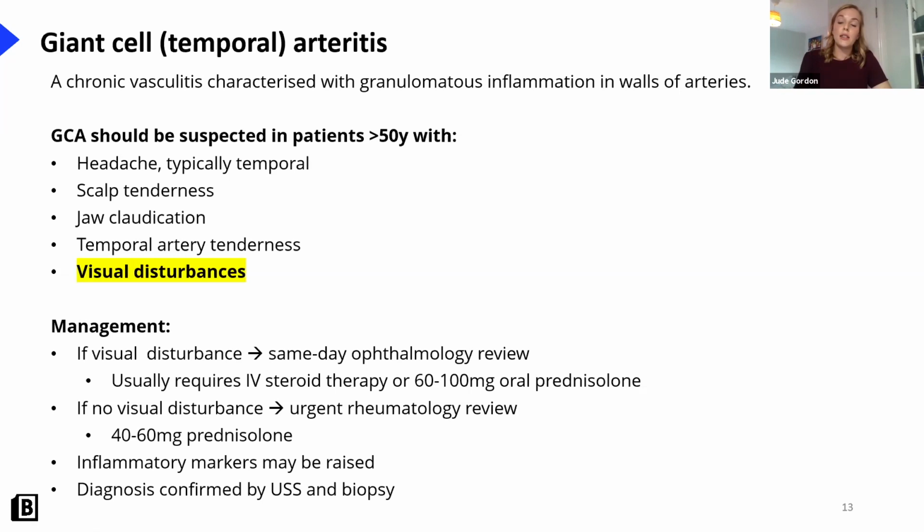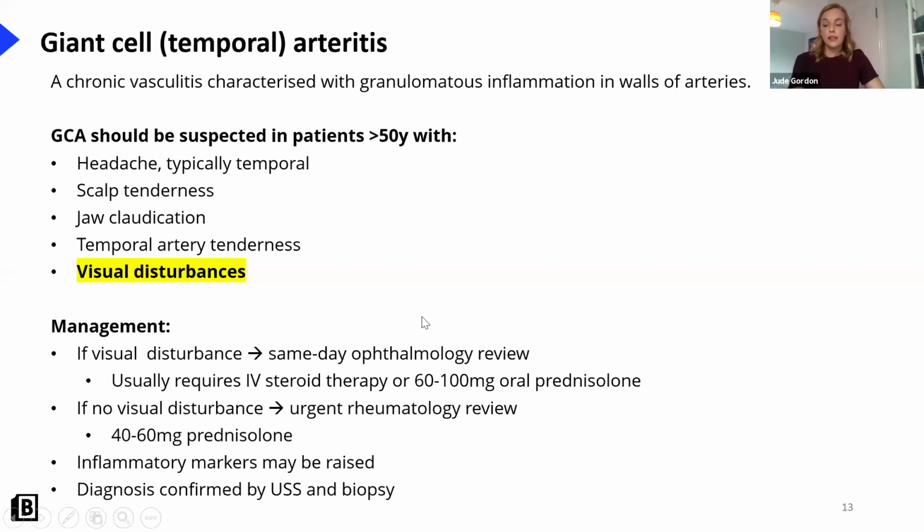Not everybody has visual symptoms at presentation, but they may do, and those might be complete loss of vision, blurred vision, or changes to colour vision, so the changes that can happen are quite broad. If they do have any visual changes already, then as well as being urgently referred to rheumatology, they also need urgent discussion with ophthalmology.